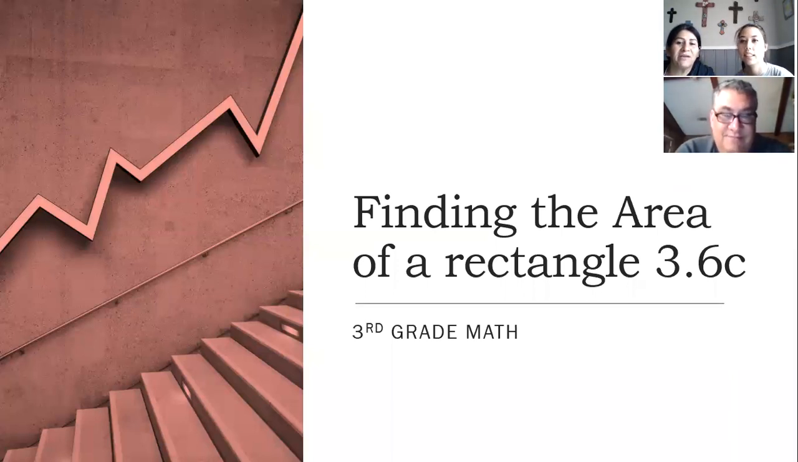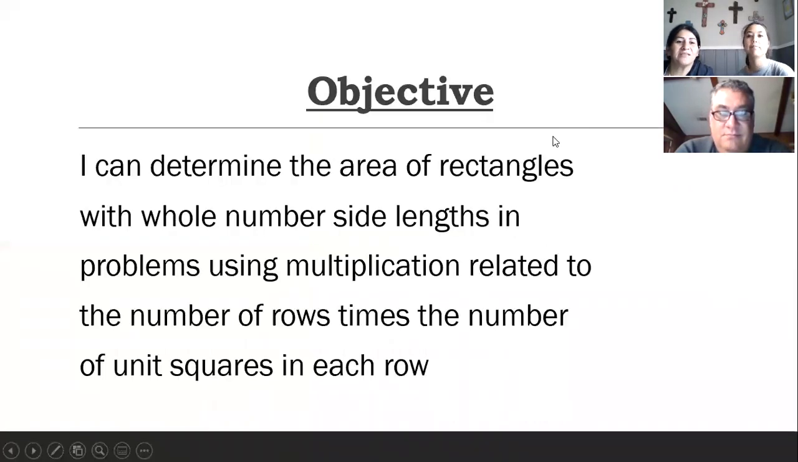Today we're going to be finding the area of a rectangle, 3.6C. Our objective is, I can determine the area of a rectangle with whole number side lengths in problems using multiplication related to the number of rows times the number of unit squares in each row.